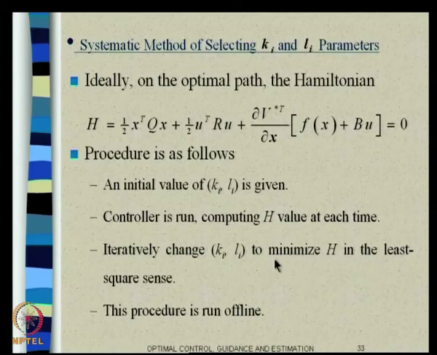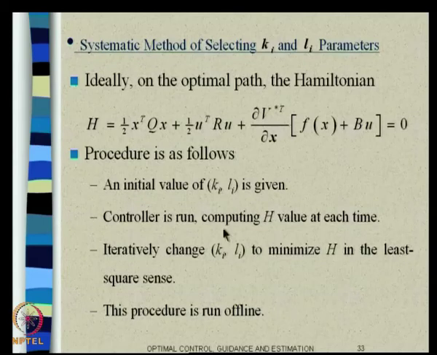So, this procedure can be run offline to select an appropriate value of KI, but when you talk about running offline, remember it depends on your initial condition of the state also. You start with one state and do this, and again start with a different state, you may not converge there, so you have to talk about a batch minimization sort of thing. In other words, take a lot of initial conditions, run a tunnel of trajectories, and then try some sort of iterative change.